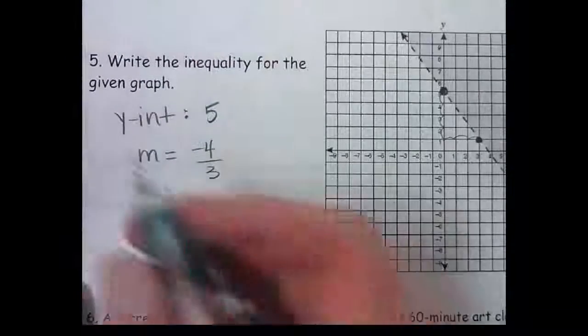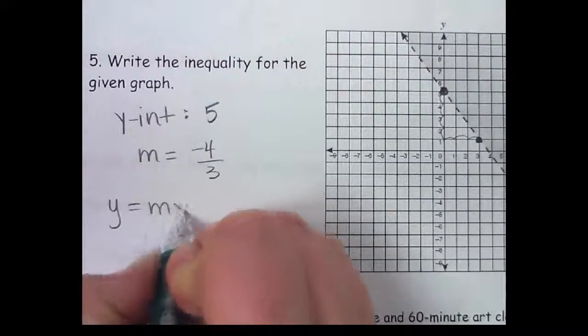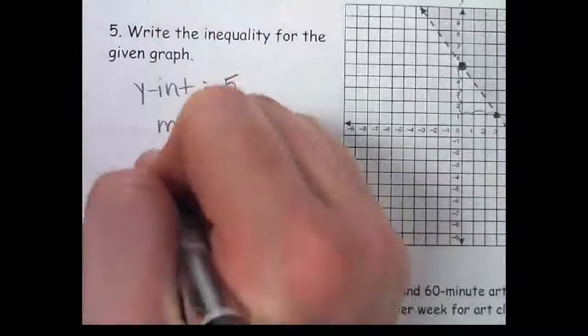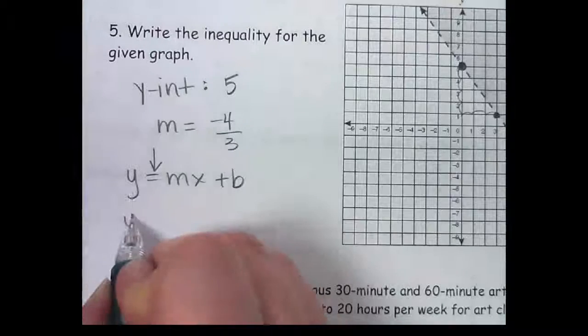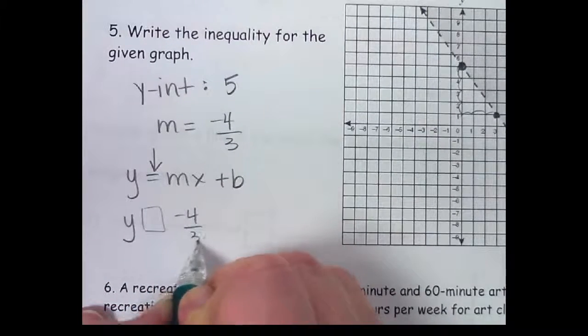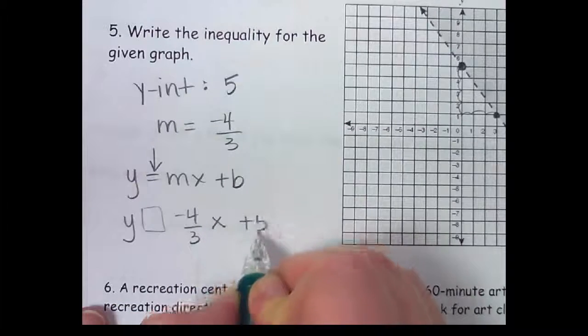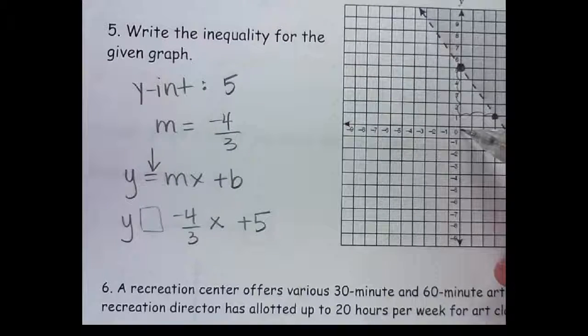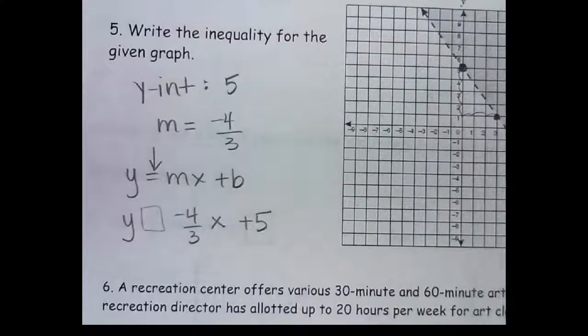So with those two pieces of information, I'm basically putting it in y equals mx plus b form, except this will be an inequality symbol. So I have y, I'm going to leave that blank for a second, negative 4 thirds x plus 5. If you have the slope and the y-intercept, we should be able to then write the equation. So you can plug in a point here. What I do is the same thing I do on the others if you're unclear as to which way to put it.